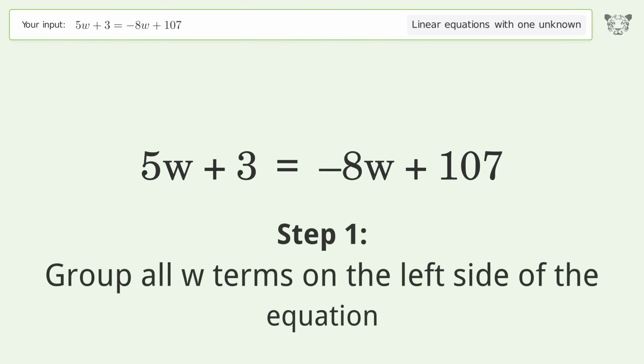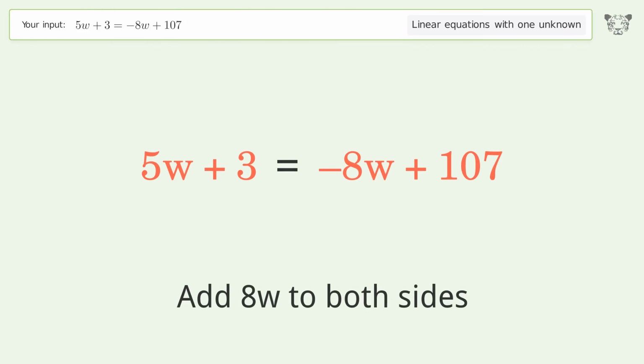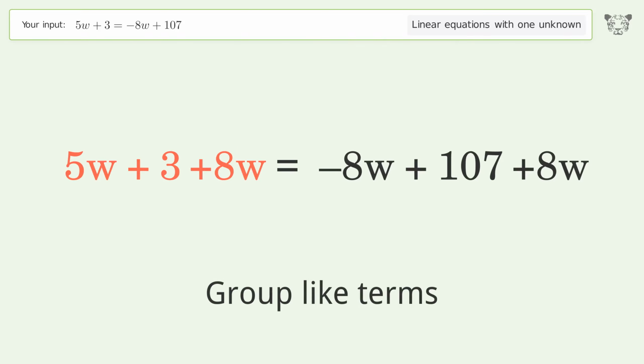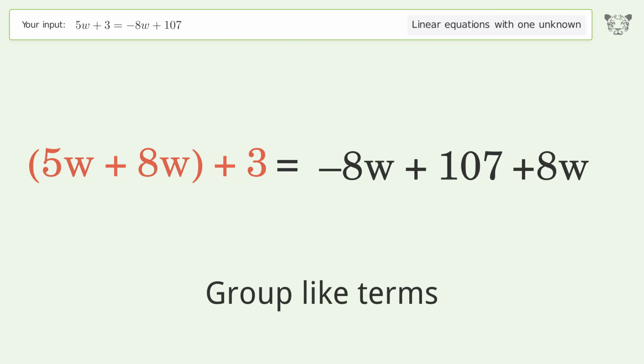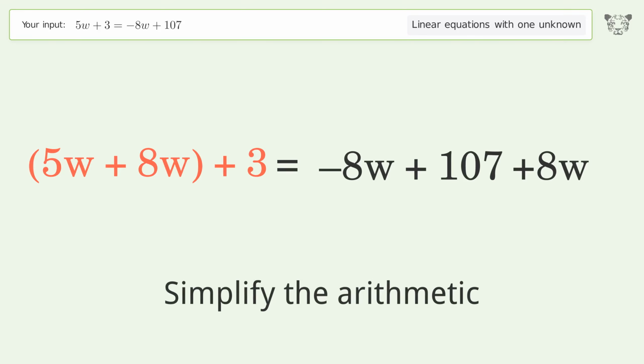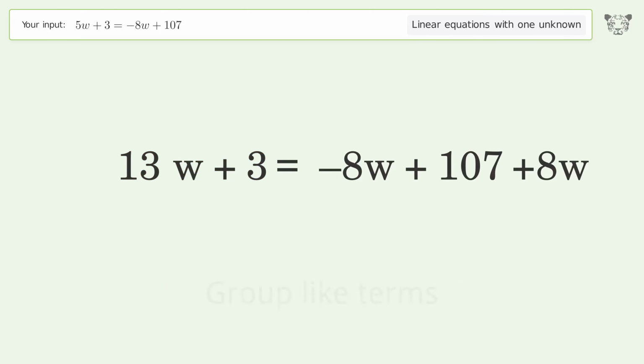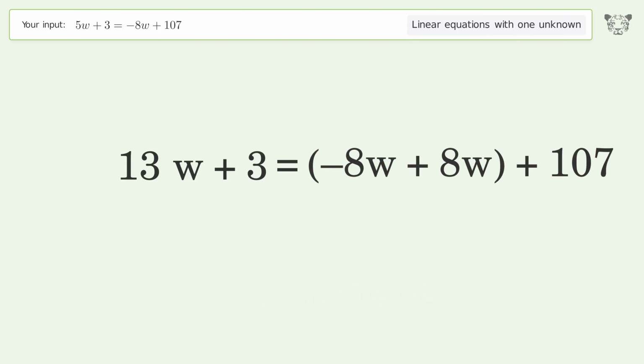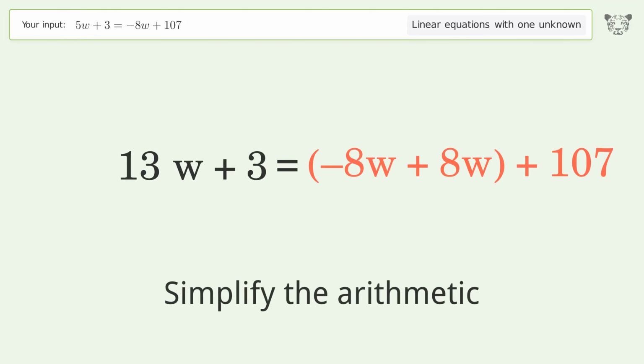Group all w terms on the left side of the equation. Add 8w to both sides. Group like terms. Simplify the arithmetic. Group like terms. Simplify the arithmetic.